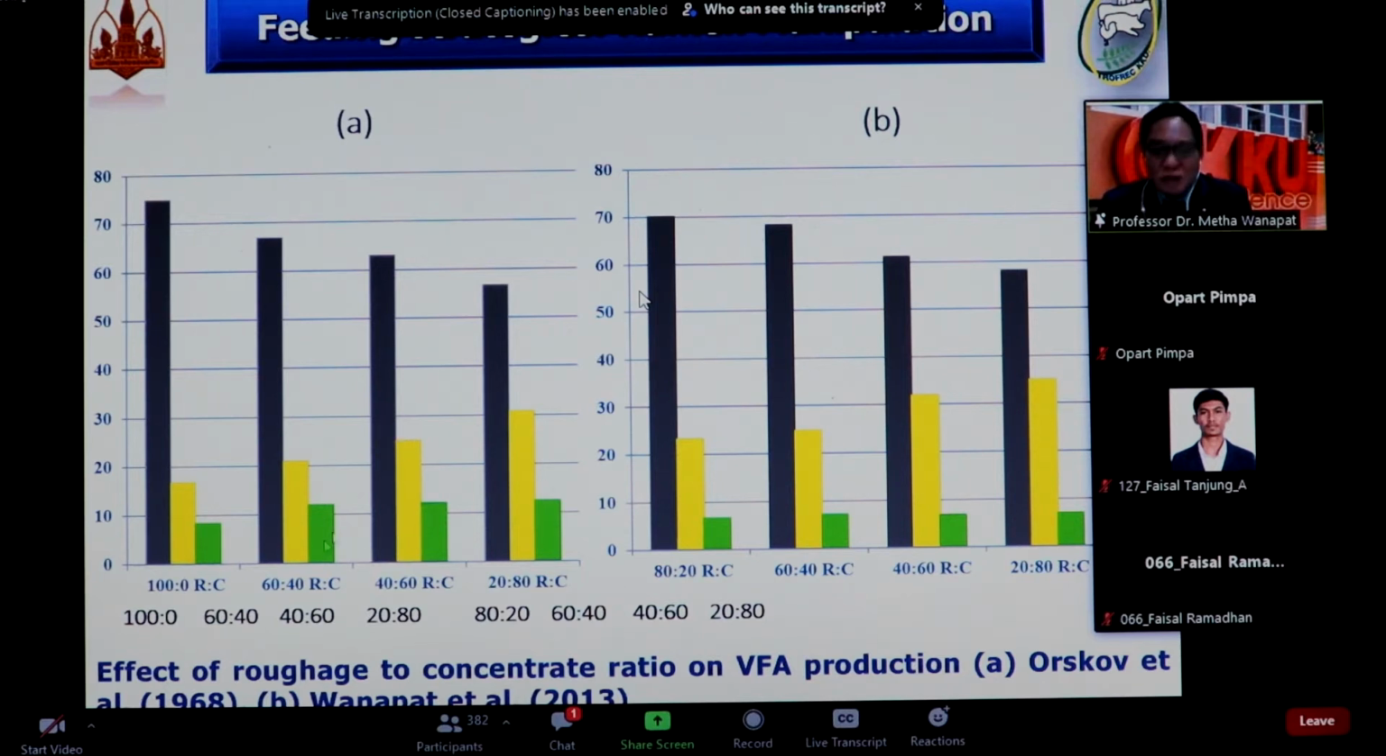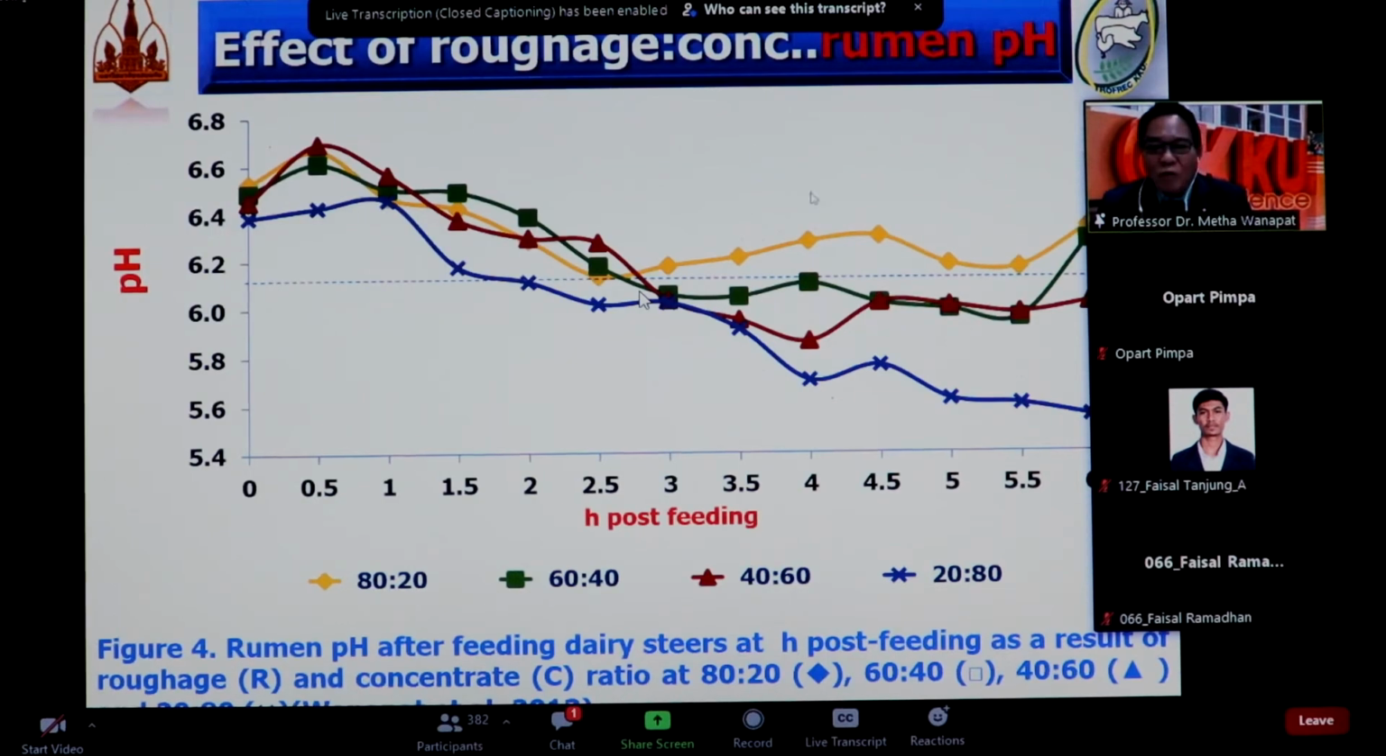So he showed that fermentation patterns are impacted by the level of roughage to concentrate in the feed ration. You can see that with more roughage, you get more acetic acid. If you reduce that, you get more propionic acid. And our work, Wanapat et al., follows a similar pattern to the work of Professor Bob Oscorp. This is a very good pattern. We have to look at how it works in the rumen.